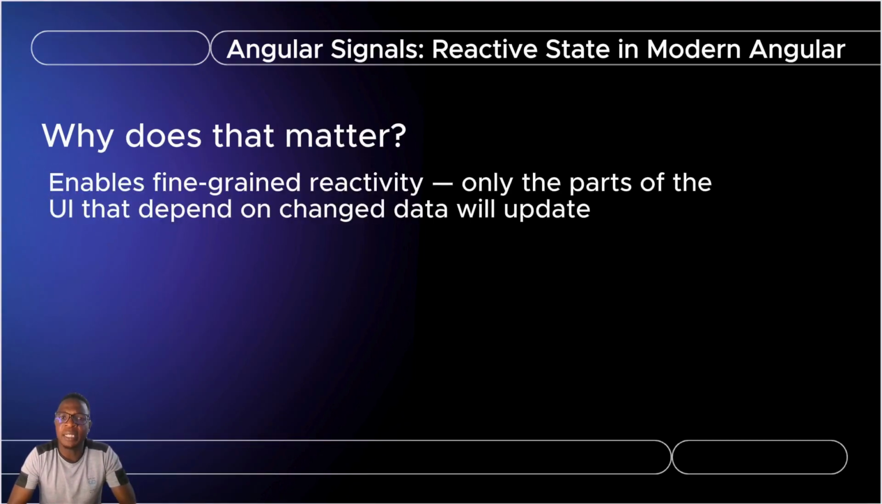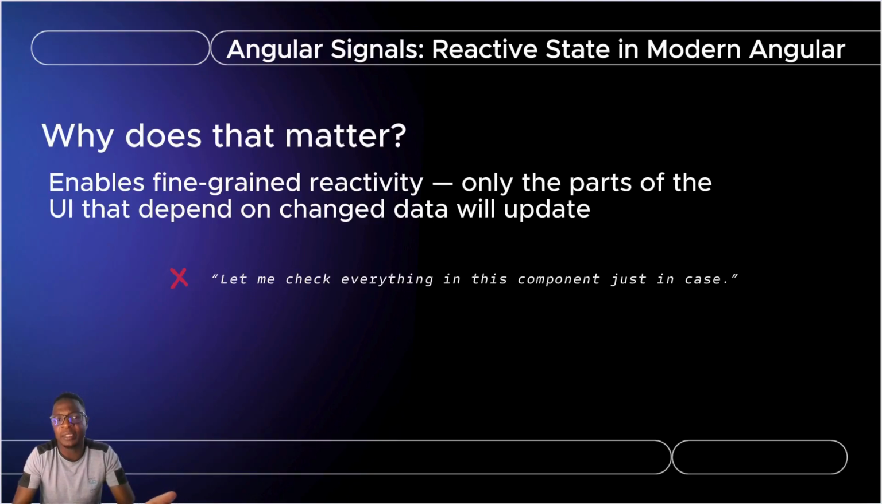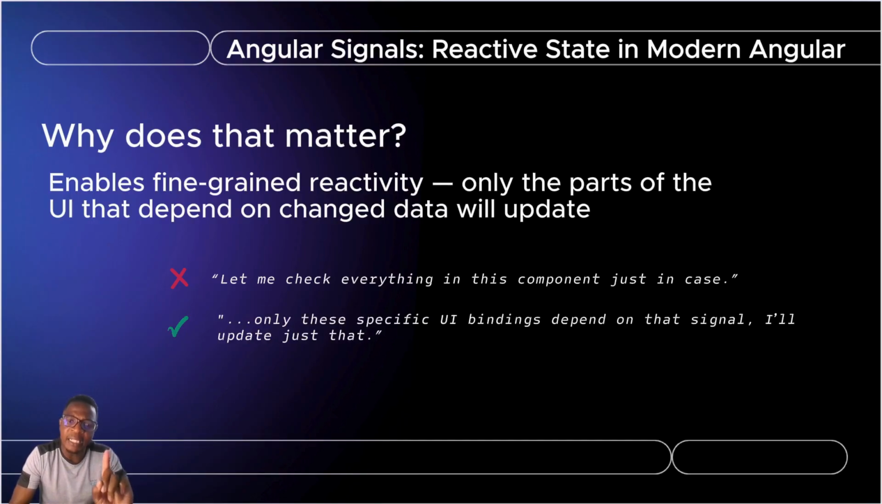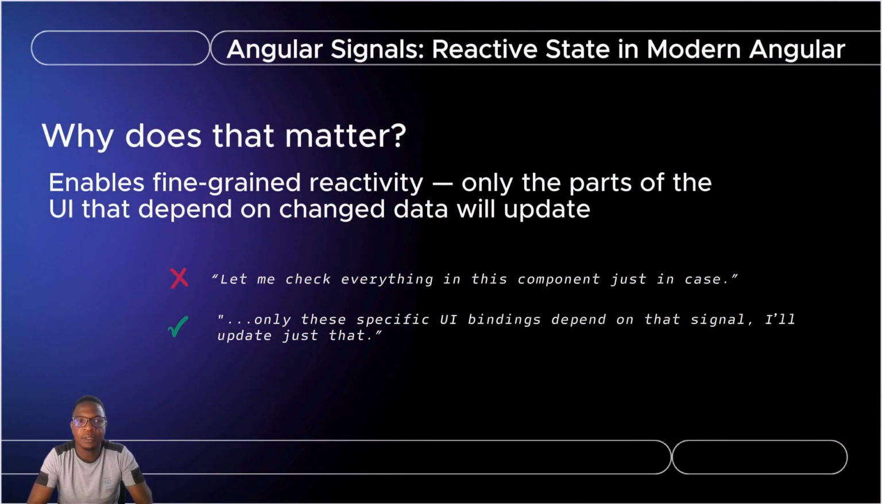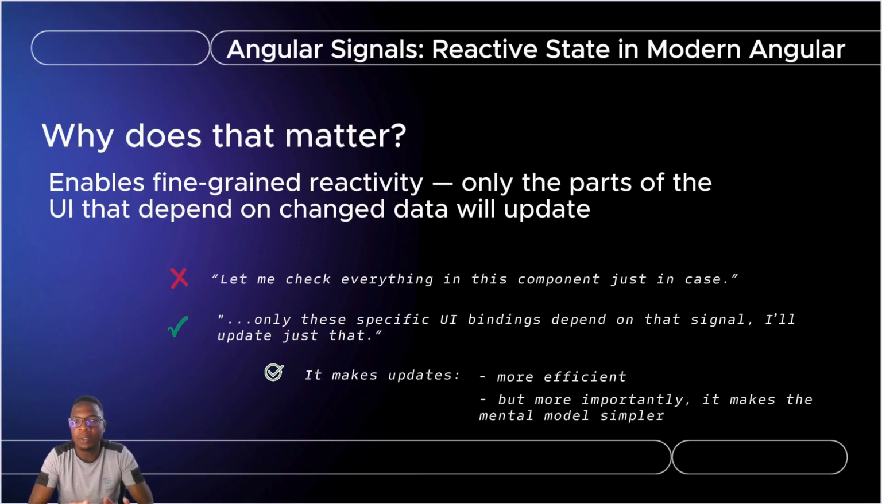What that means in practice is Angular no longer has to recheck large parts of your component tree when something changes. With signals, Angular knows exactly what depends on what. So if a signal changes, Angular doesn't just go, let me check everything in this component just in case, but rather it goes, only a specific UI binding depends on that signal, I will update that. And that's a big shift. It makes updates more efficient, and more importantly, it makes the mental model simpler. You're no longer guessing what will be re-rendered or when change detection will kick in.